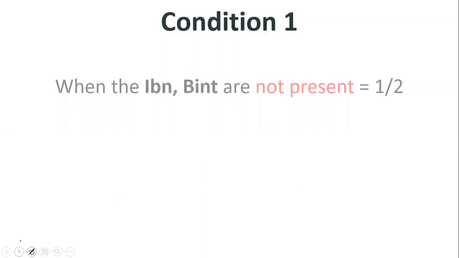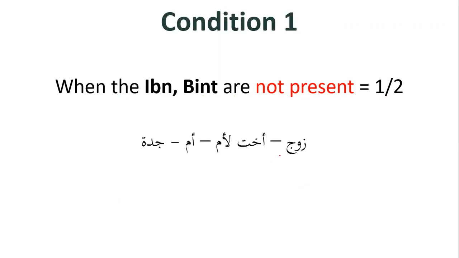Another example for condition number 1, and again the condition reads when the Ibn and Bint are not present, the Zawj will receive 1/2 of the inheritance. So in this example, we can see there are no Ibns present anywhere, no Bints present anywhere, and hence the Zawj will receive half of the inheritance. We've also covered Ukht li Ummin, and we know that in this example, the Ukht li Ummin will receive 1/6 of the inheritance. So that's condition number 1 then. Some examples for condition number 2.